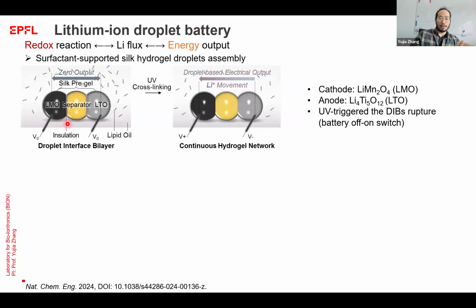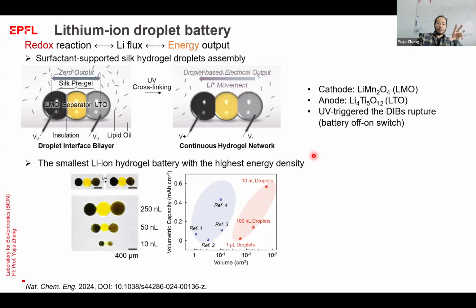So we deposit droplets in the surfactant-containing oil, use UV light to cross-link it, and they form this continuous hydrogel network. At the two ends, we have lithium cathode and anode, and in the middle, we have a hydrogel separator to separate those electrodes. By shrinking down the droplet volume, we can make a very miniaturized lithium battery. By comparison to other soft lithium-ion batteries, we have the smallest lithium-ion hydrogel batteries and also the highest energy density because we can really print miniaturized droplets with high particle density.